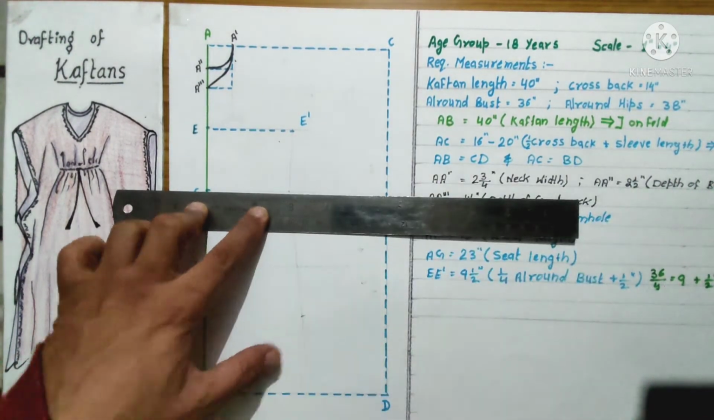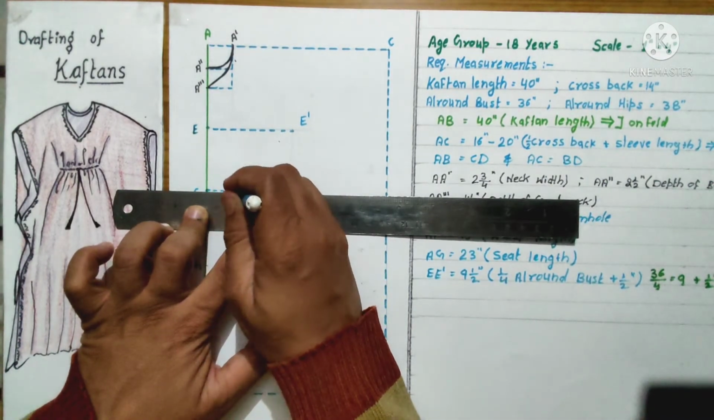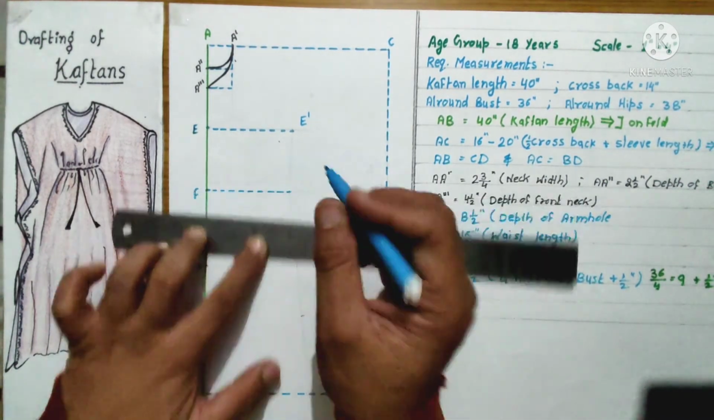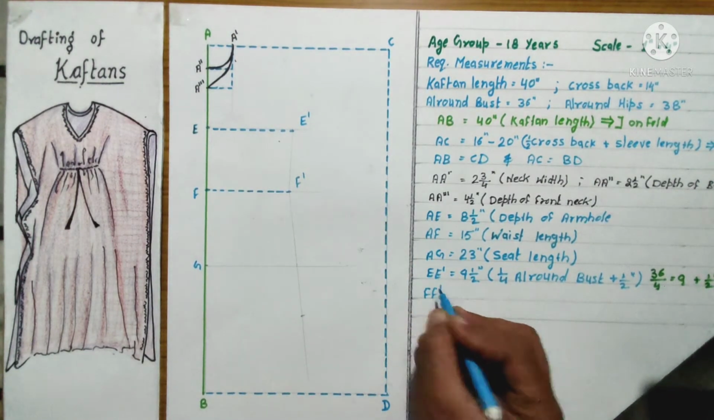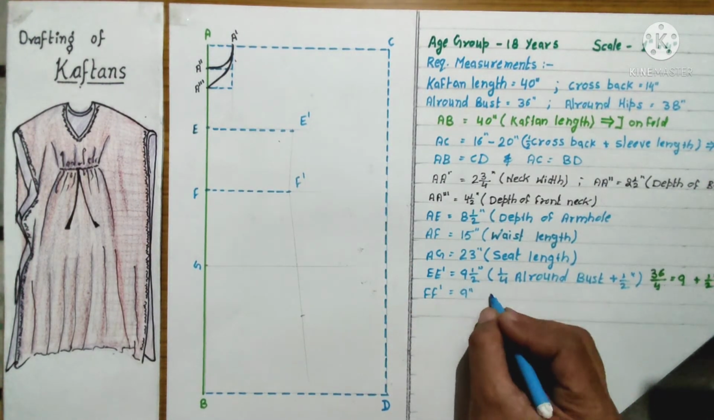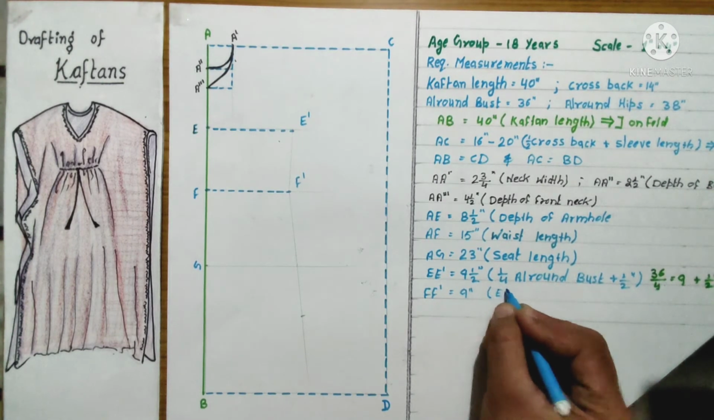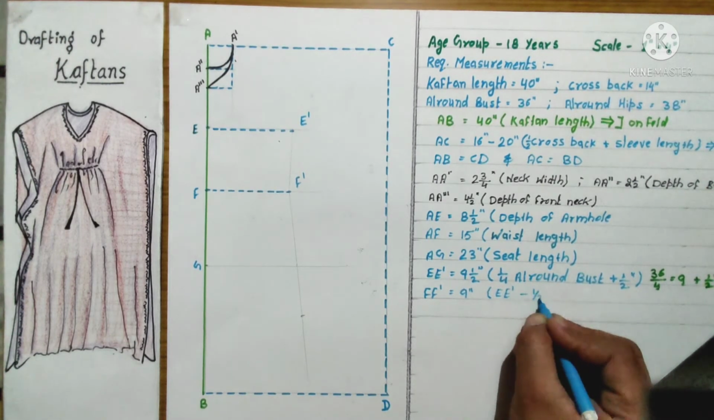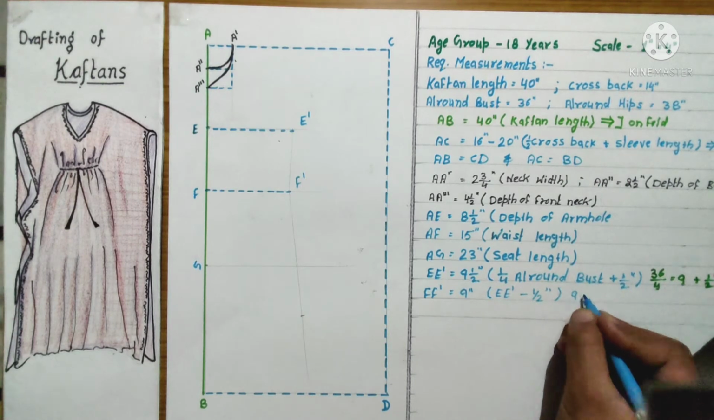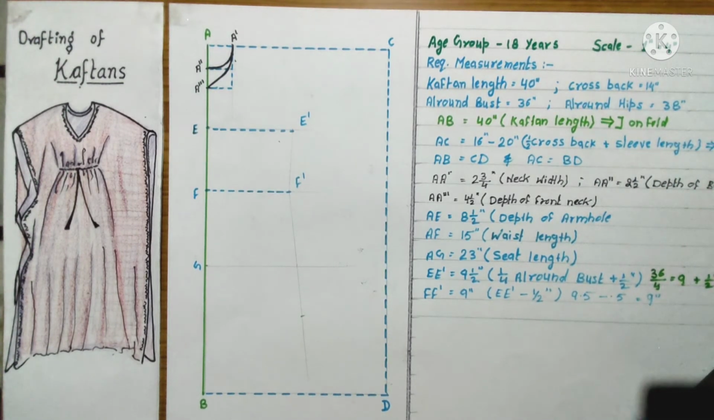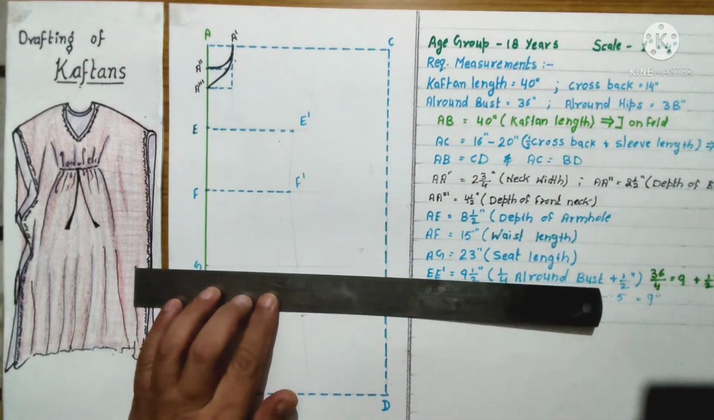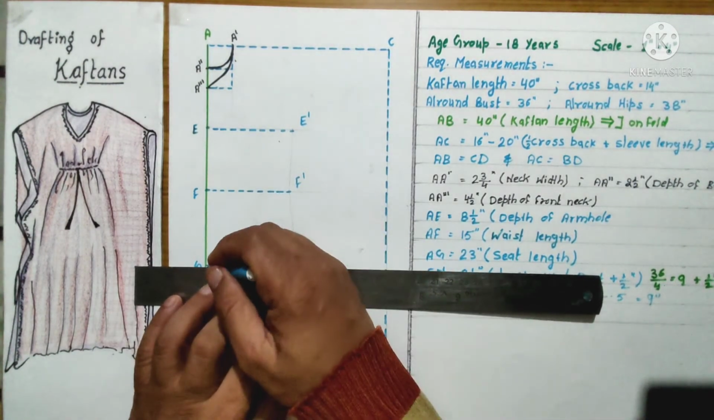From point F again I am squaring out a point F dash as F to F dash. This is for the waist, but I'll just decrease half an inch because later we'll give the fitting with the string, right? So I'll decrease half an inch from the E to E dash. So E to E dash was 9.5, so this is 9 inches.